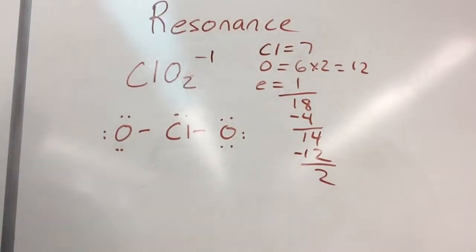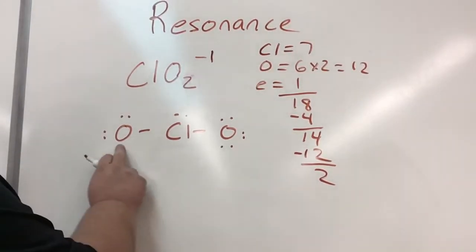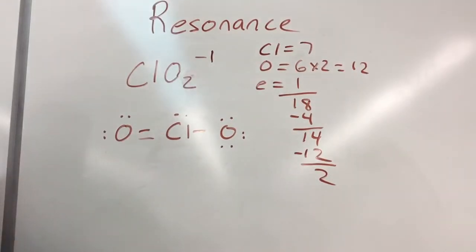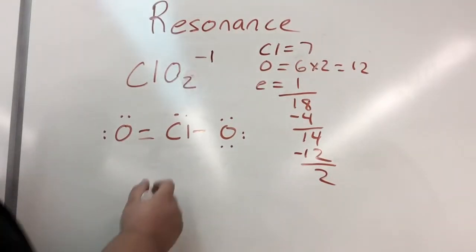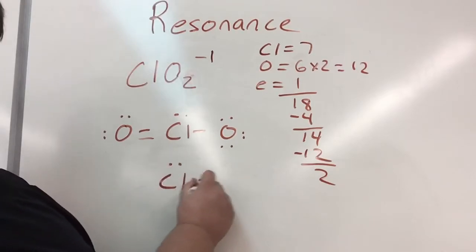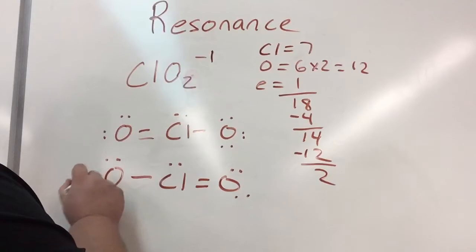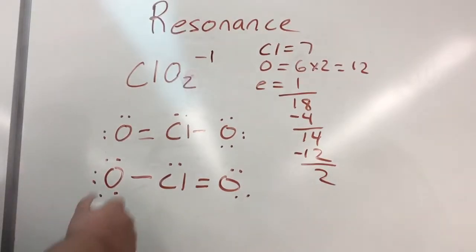So what we're going to need to do is find a way to fix this, and the way to fix this is by making a double bond. So I can make a double bond on the left by taking a lone pair and converting it to a double bond. Now the obvious question would be, what if I had taken from the right side instead? What if I had done this? Is there a difference? Does it matter? And the answer is that it does matter.